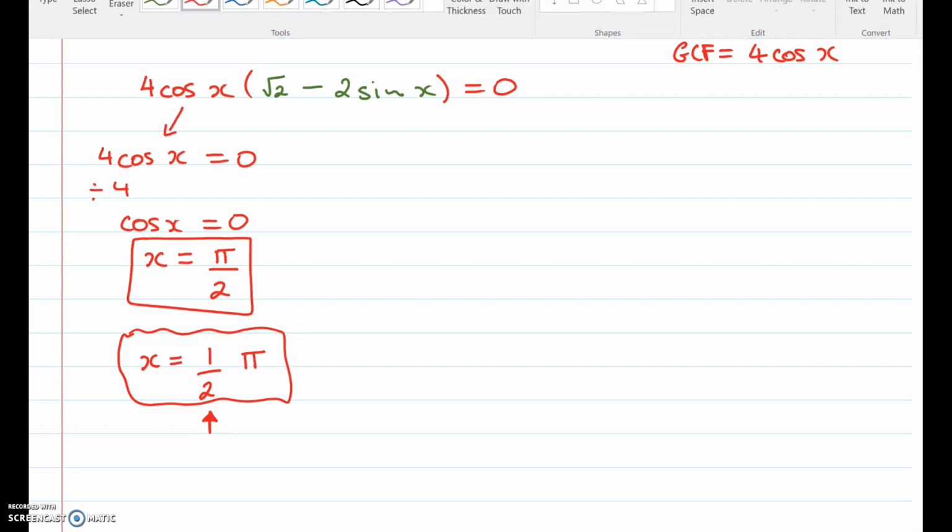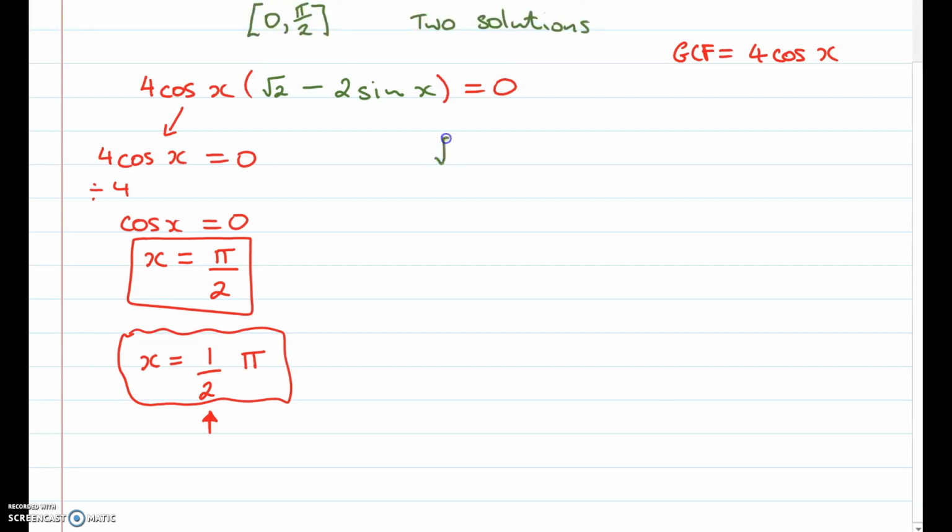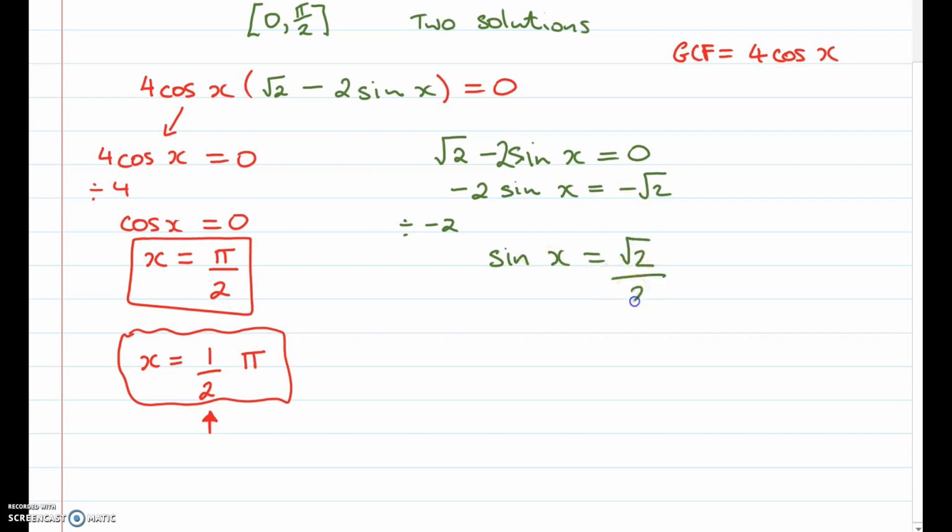And then the other one, root 2 minus 2 sine x equals 0. So let's move the root 2 over. We get minus 2 sine x is equal to negative root 2, and then divide by negative 2, and that's going to give you sine x. A minus divided by minus will be a plus root 2 over 2.